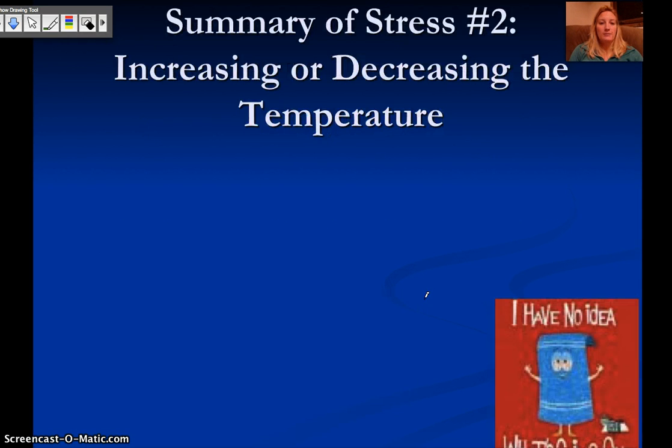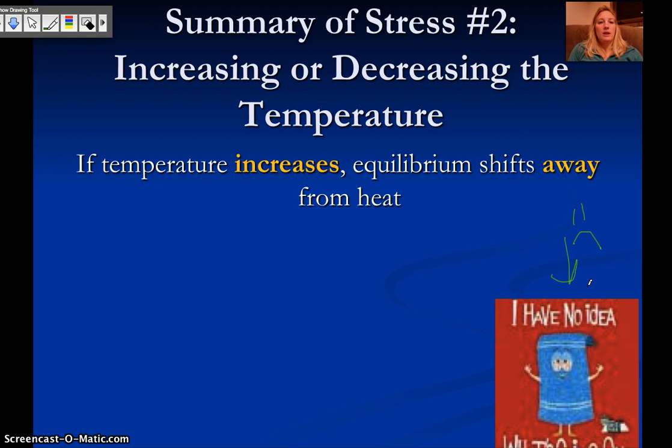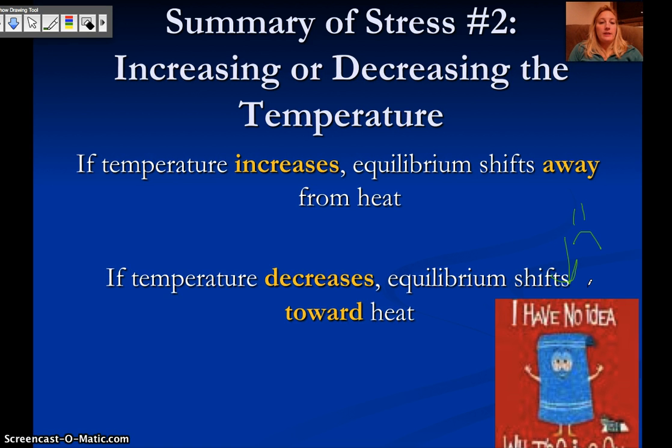So to the right. So, summary of stress 2, increasing or decreasing the temperature. Hopefully you are not at this point, but if you are, it's okay, we'll do a little bit of review in class. But to review stress 2, if temperature increases, the equilibrium shifts away from that heat. If temperature decreases, the equilibrium is shifting towards the heat.